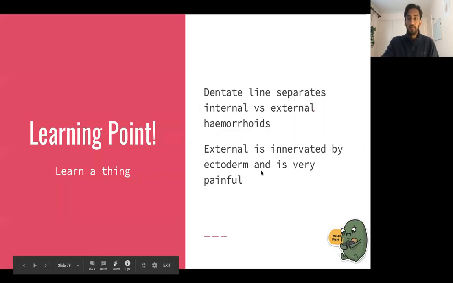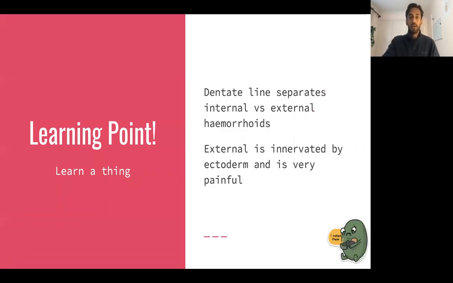But the important learning point here is internal versus external hemorrhoids. External is innervated by your ectoderm and is very, very sharp pain versus internal, which is more like a dull, achy pain and isn't as severe.